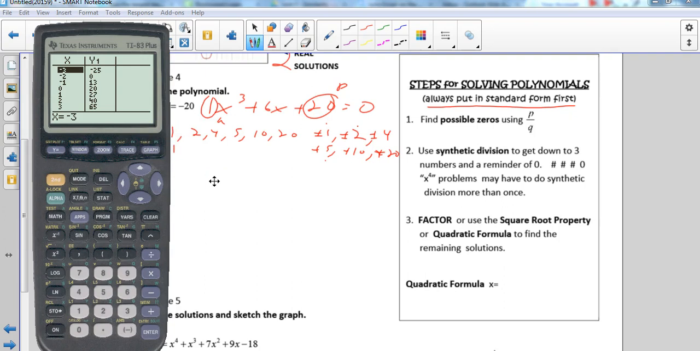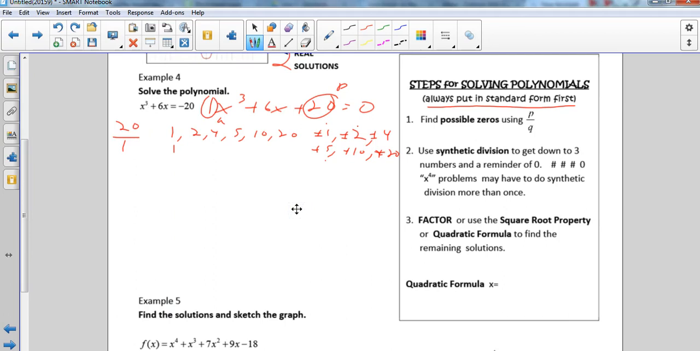So that tells me what number I want to use. Out of these 12 possibilities, I want to use -2. Now, if I were to just start with 1, and then -1, and 2, and then -2, it would have been my 4th time through. It would have taken me 4 tries with synthetic division, but now I know to start with -2.